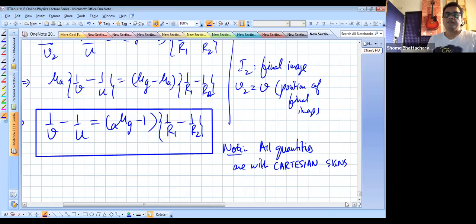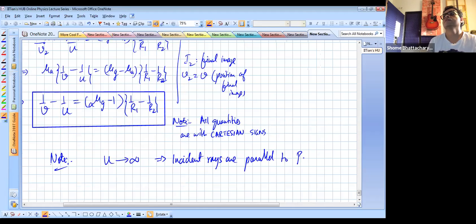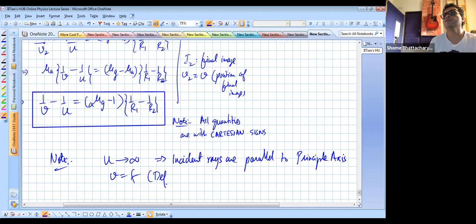So this is the lens maker's formula in the first form. And then of course from this we'll derive the focal length. Next we'll see that if we put u tending to infinity, that means incident rays are parallel to the principal axis, paraxial parallel rays, then the value of v is equal to f. It is the focal length by definition. This is the definition of focal position.